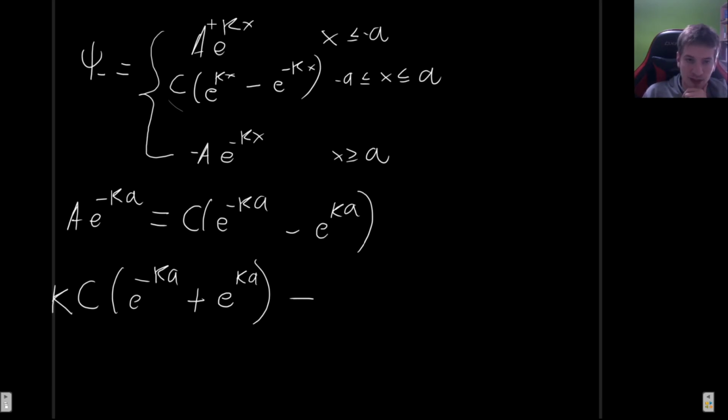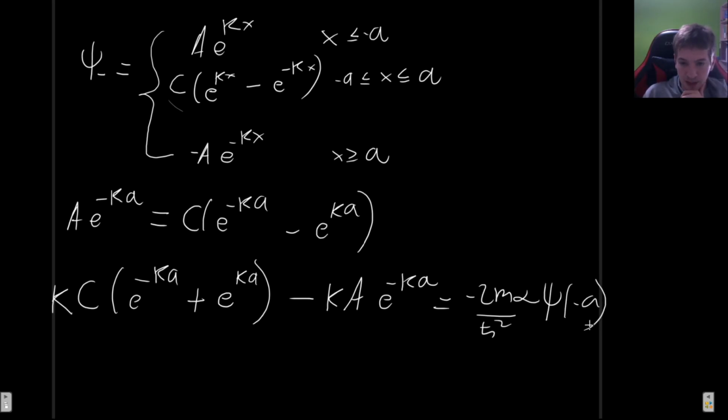And now we have to subtract this right here. So it's going to be minus ka e to the minus ka. And this has to be equal to minus 2m alpha divided by h bar squared times our wave function evaluated at minus a.